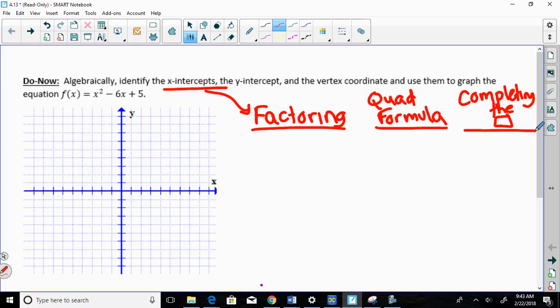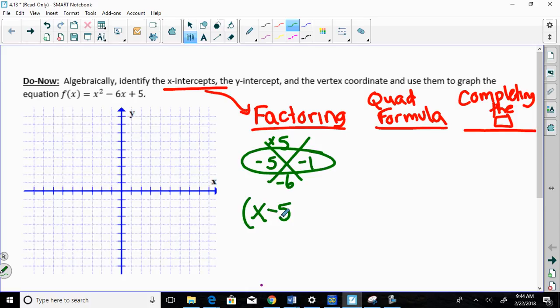So I think the easiest for me, and we're going to go over this next class, is factoring, because since A is 1, you're just figuring out what multiplies to 5 and adds to -6. So what multiplies to 5 and adds to -6? -5 and -1. Ding, ding, ding. So I write it as factors, x minus 5 and x minus 1. But your x-intercepts, remember, are the opposite, because they need to make sure to equal 0.